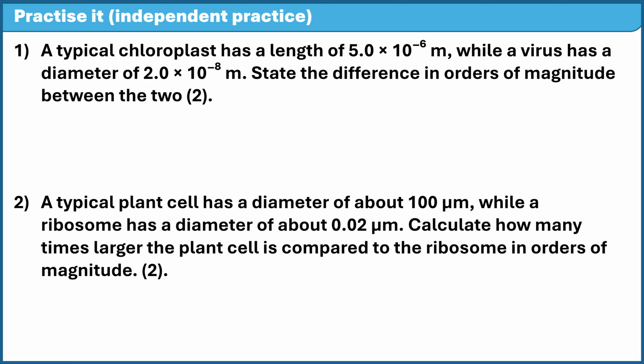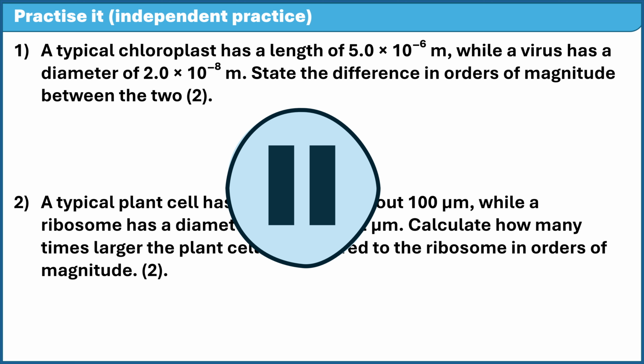Question 2. A typical plant cell has a diameter of about 100 micrometers, while a ribosome has a diameter of about 0.02 micrometers. Calculate how many times larger the plant cell is compared to the ribosome in orders of magnitude. Also worth 2 marks. Pause the video now and have a go. Press play when you're ready to reveal the answers.